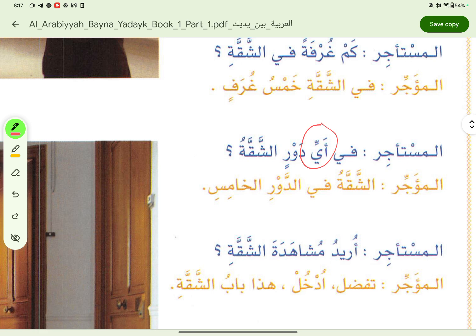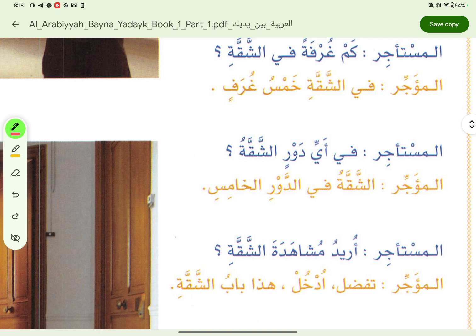I would say ala ay dawrin al-shaqqa. You know, I would say on what floor is the shaqqa, right? But they say in which, you know, and it's not a big deal in speaking, but in writing it may be something to pay attention to. So I would advise you pay attention to that.